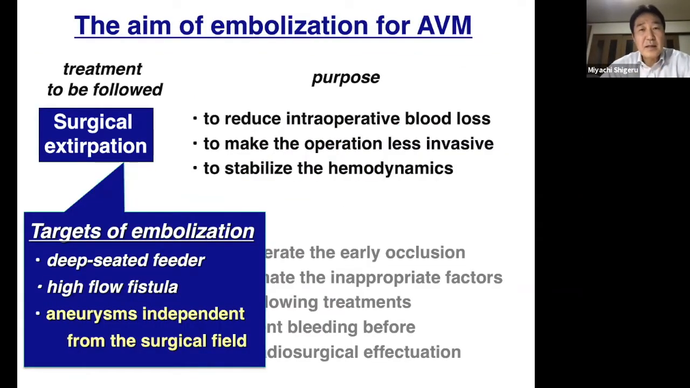So I talk about embolization before radiosurgery, and the role of embolization. Before surgical extirpation, the targets of embolization are to embolize deep-seated feeders and high-flow fistulas to reduce the shunt, and also, importantly, aneurysms independent from the surgical field, which are sometimes the source of bleeding of the AVM. So we must occlude the aneurysms before the surgery.